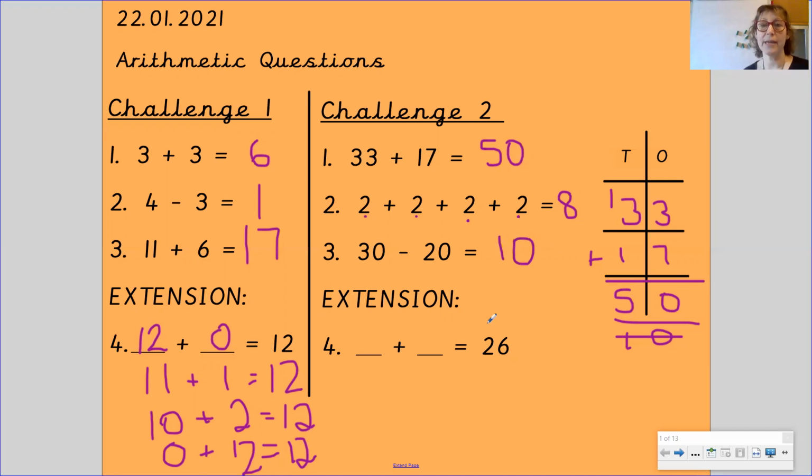And for the extension, we had to make 26. So I'm going to do exactly what I did on the last one. I'm going to start with my 26 add 0. And then just to be a little bit cheeky, I'm going to swap those around. So 26 add 0 is 26, but so is 0 add 26. Looks like someone sat on my 2s today.